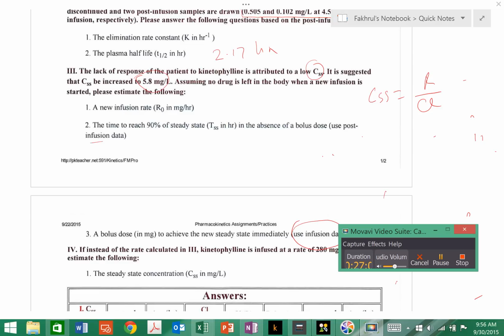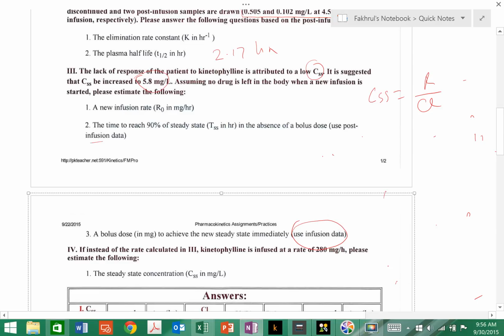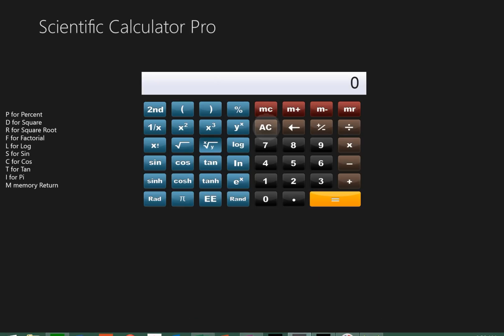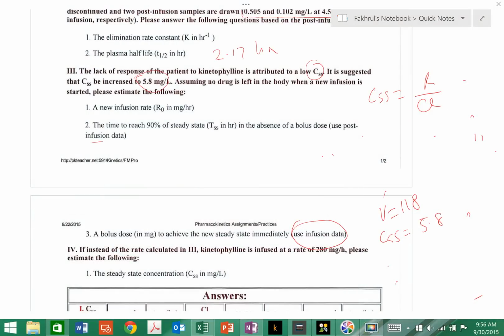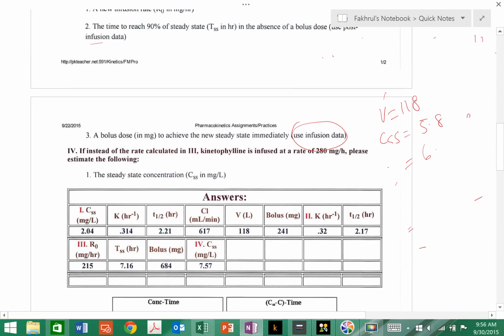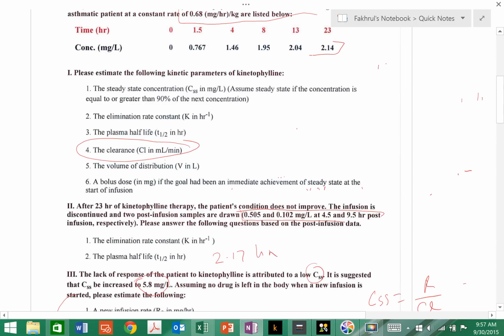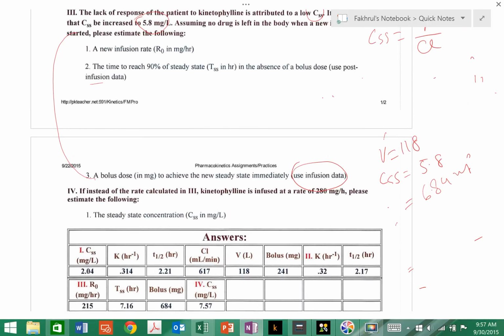The problem was I had used the wrong CSS. In case of infusion data we have to use volume of distribution 118, and our CSS is this one, 5.8. So if you go back to your calculator, 118 times 5.8 is 684 milligram. So you see that I am making mistakes, so you have to be very careful, because this question was related to this, but here use infusion data is in fact referring to use this volume of distribution data. So I was using the wrong CSS. CSS should be this one.